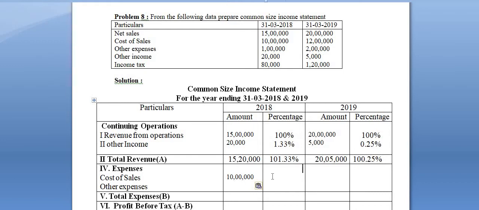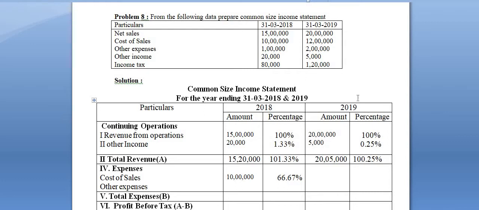Okay, now we have to find out the percentage for cost of sales. The amount of cost of sales is 10 lakh. How can we find the percentage? Here the concerned item is cost of sales. So cost of sales divided by net sales into 100 is equal to 66.67 percent.